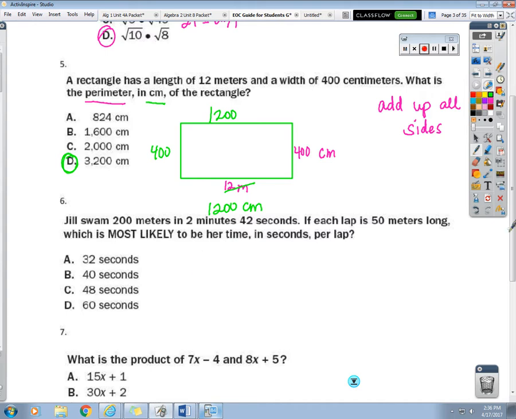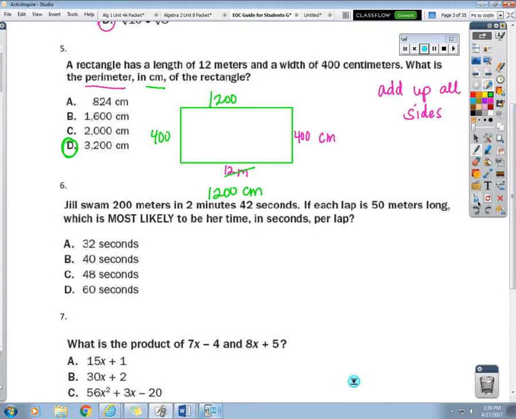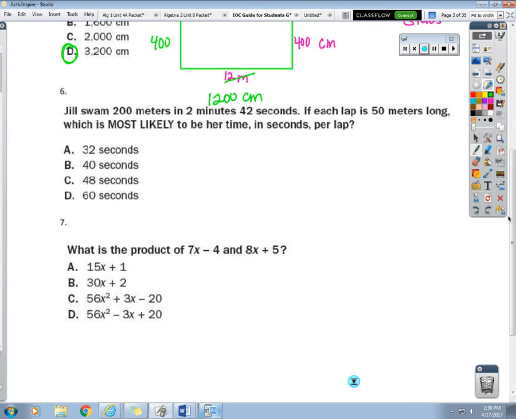Okay. Number 6. Jill swam 200 meters in 2 minutes and 42 seconds. If each lap is 50 meters long, which is most likely to be her time in seconds per lap? Well, if the whole race was 200 meters and each lap was 50, how many laps did she swim? So basically, if she swims each lap at the same rate, what would those 4 numbers need to be to add up to 2 minutes 42 seconds? What do you think we could do first?